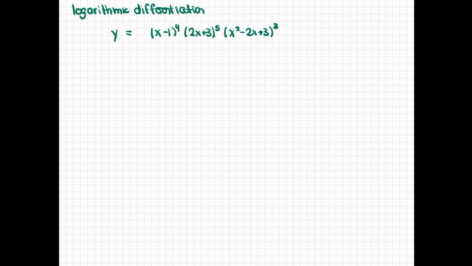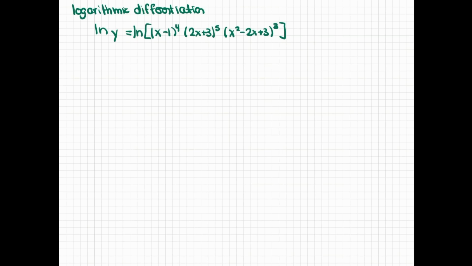Okay, so now let's look at it using logarithmic differentiation. To do this, we're going to start by taking the ln of both sides. So we will have ln of y is equal to, and I'm just going to throw some square brackets around there, ln of all of our function put together.